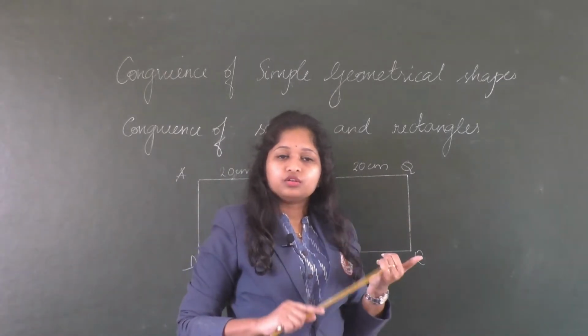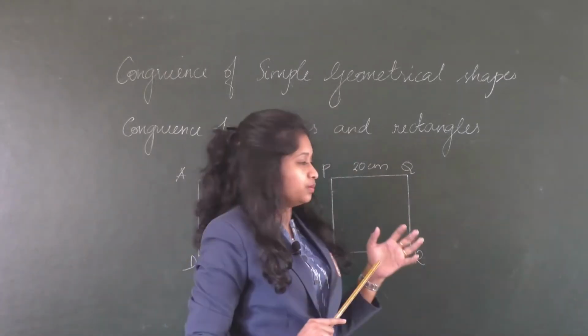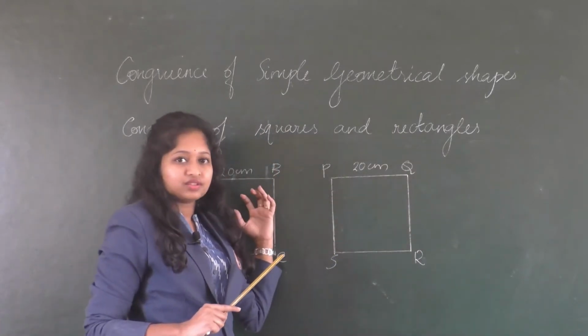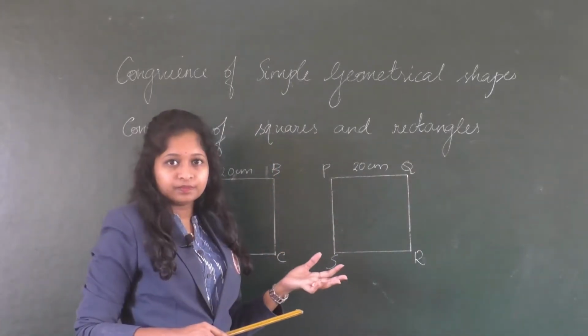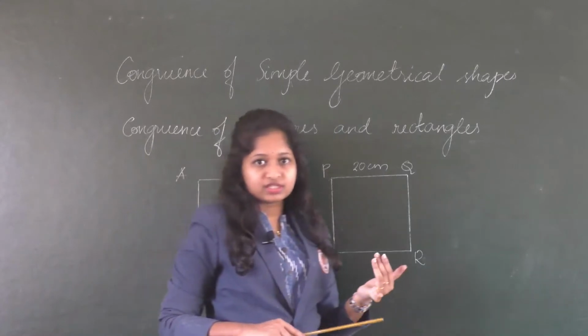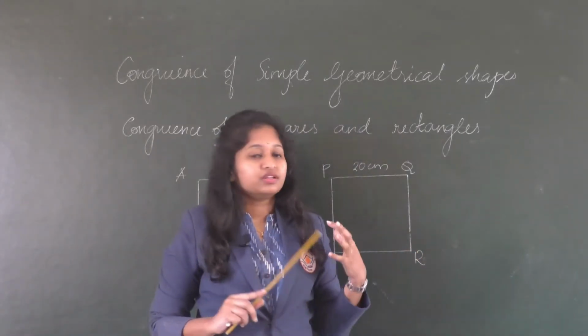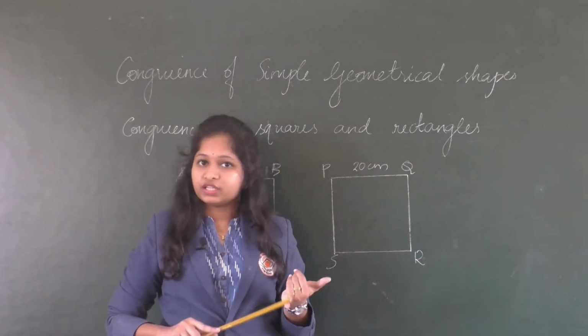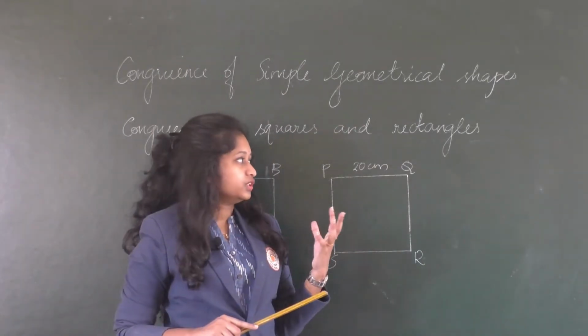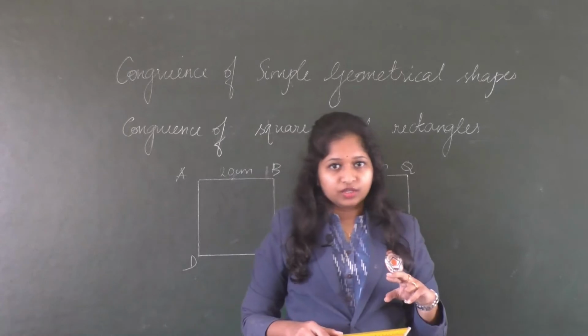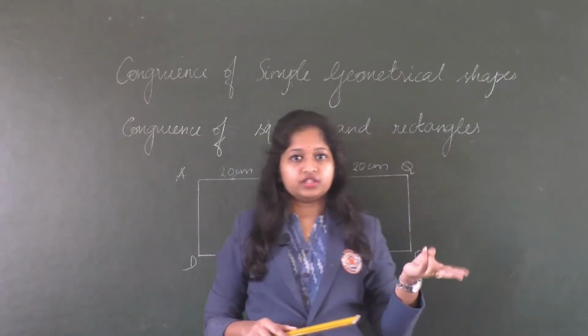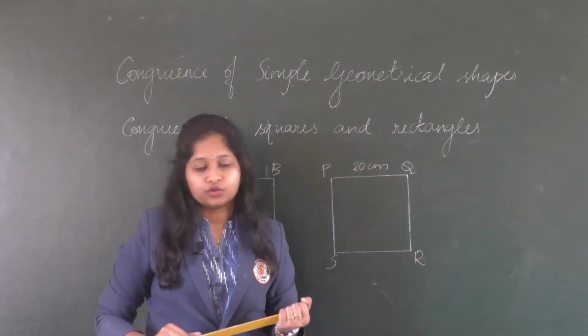Similarly, the converse is also true. That means if the lengths are the same, then both the figures are said to be congruent, and if they are congruent, then the lengths would be same. Similarly, for circles also, if the radius is same for two circles, then the two circles are said to be congruent.